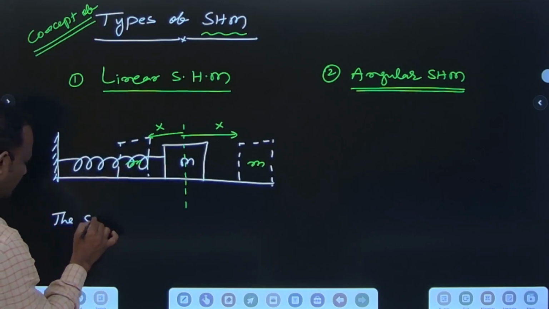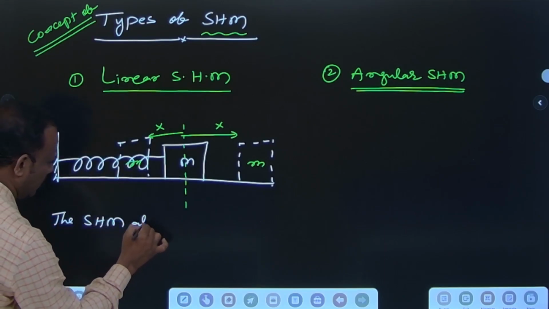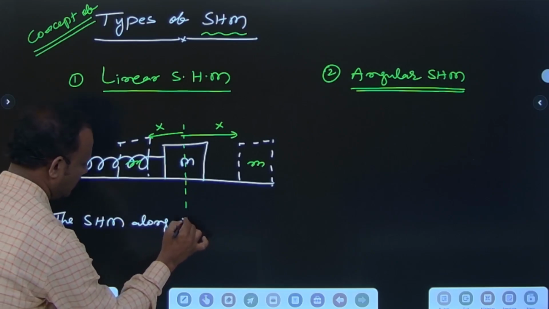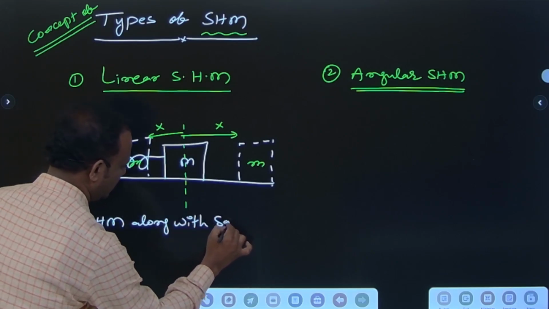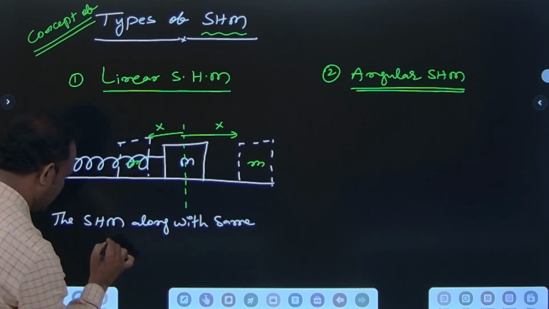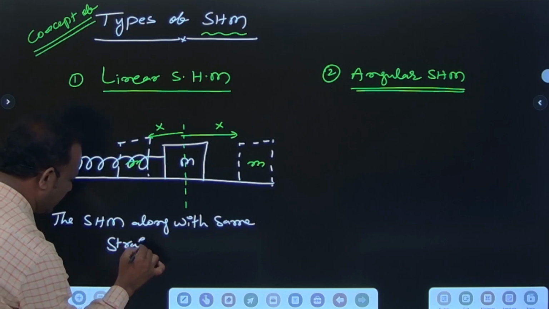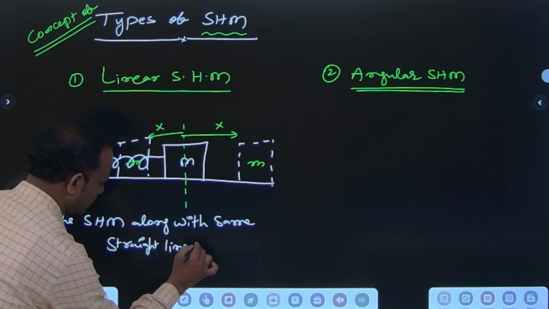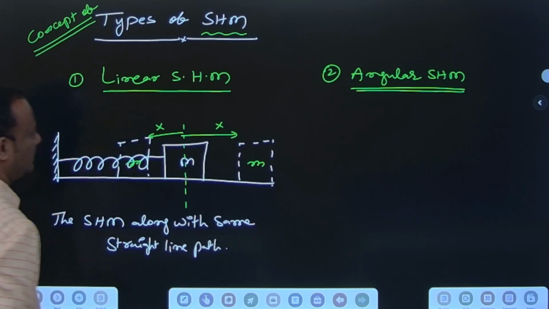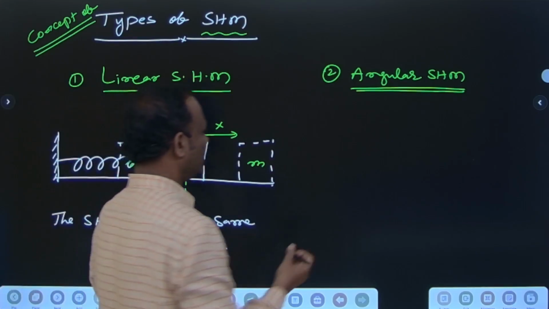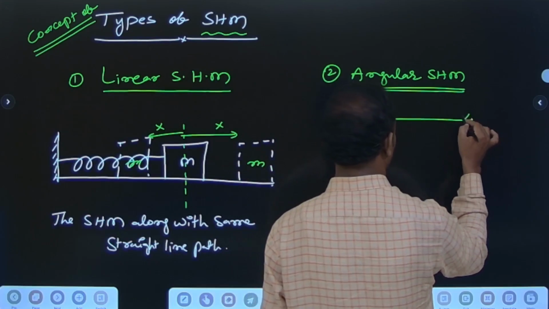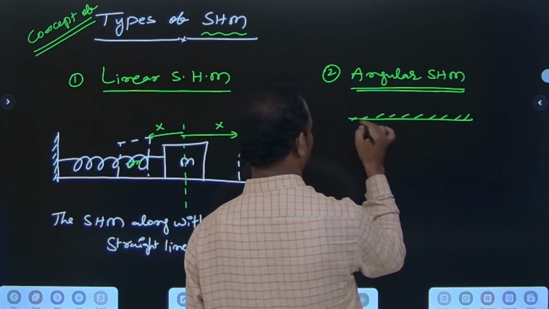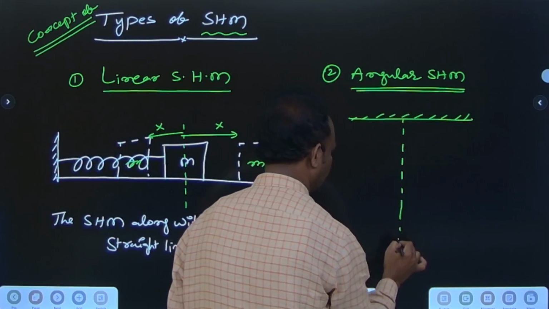The SHM is along the same straight line path. The parameters are different from what we discussed. And the next one is angular oscillation, angular simple harmonic motion.